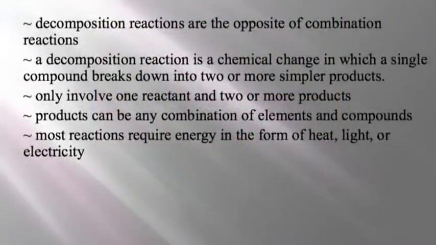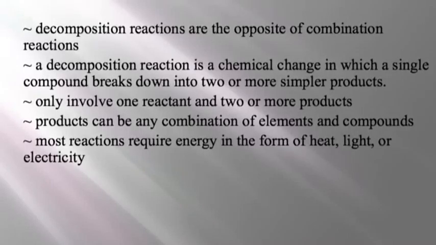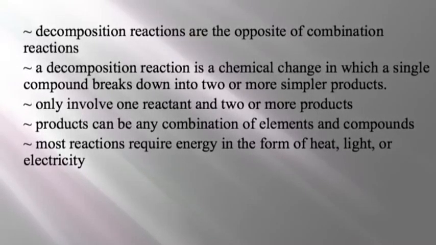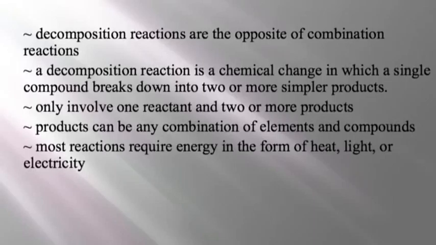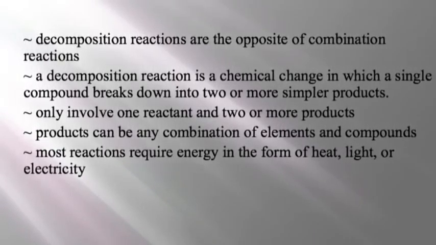These kinds of reactions are classified as decomposition reactions. When mercury 2 oxide is heated, it decomposes or breaks down into two simpler substances. A decomposition reaction is a chemical change in which a single compound breaks down into two or more simpler products. Decomposition reactions involve only one reactant and two or more products. The products can be any combination of elements and compounds.